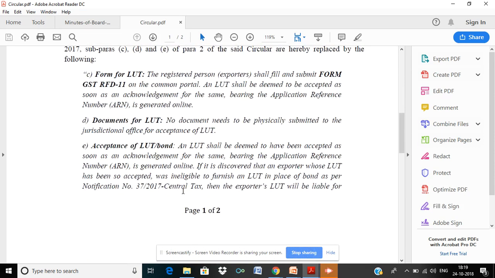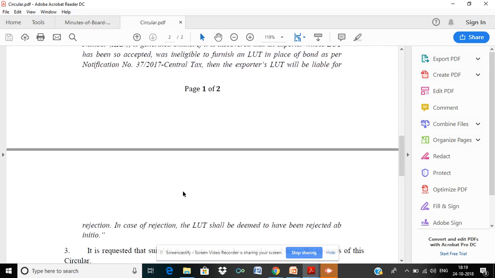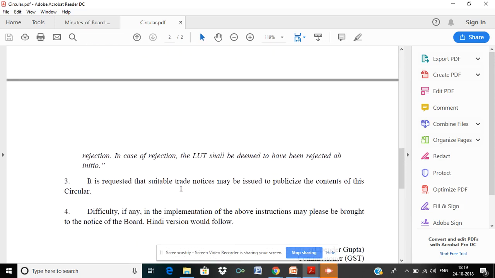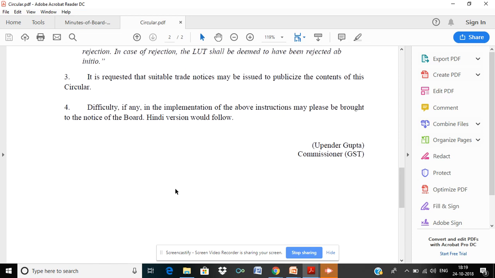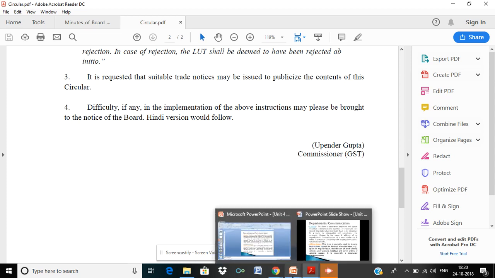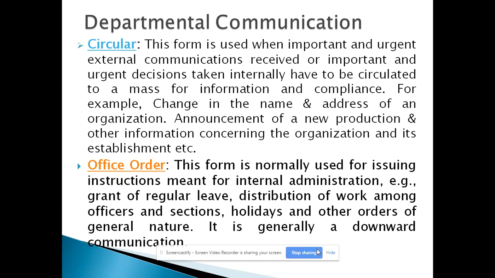Whenever we are writing within the organization to inform all the masses about our update, we use the circular. Circular may be internal and external. Internal will be for all the employees of the organization, and external will be for the outside people.